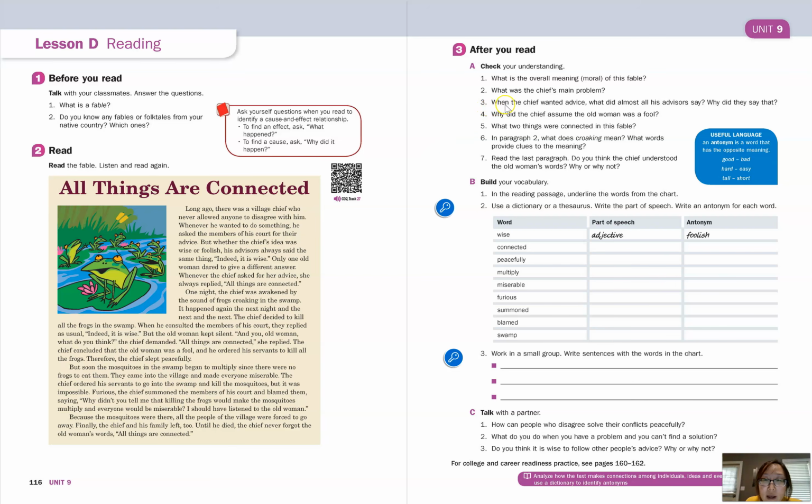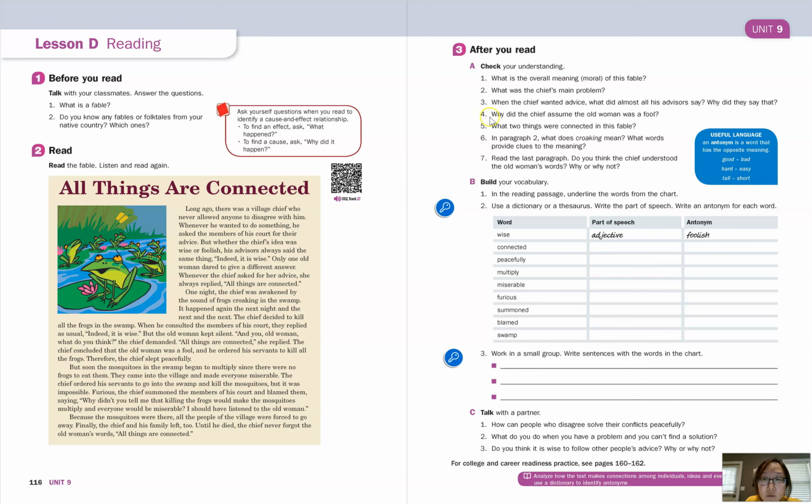Okay, number 3. When the chief wanted advice, what did almost all his advisors say? We could say, almost all his advisors said, indeed, it is wise. And then the second part of the question says, why did they say that? You might have said, they didn't want to make the king angry, or they didn't want to disagree with the king, or maybe they were afraid of what the king might say, or what the king might do to them. Okay, so let's keep going.